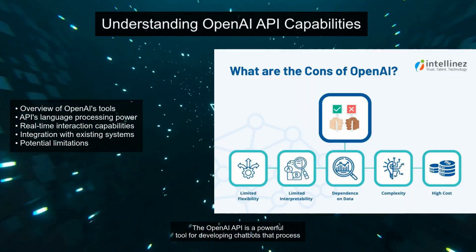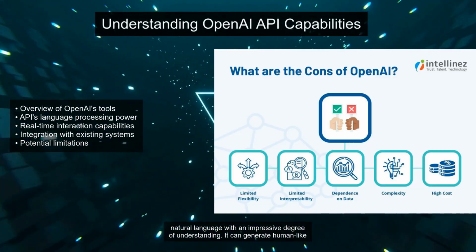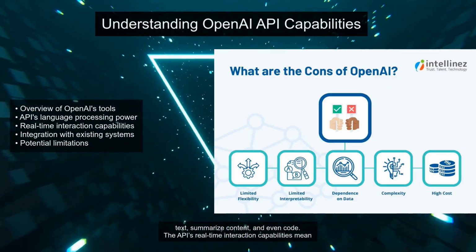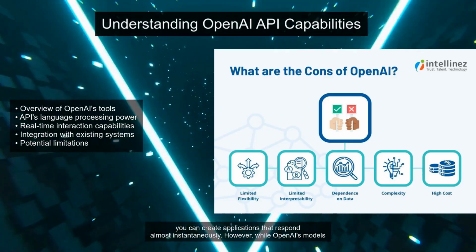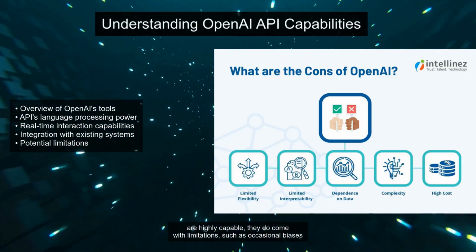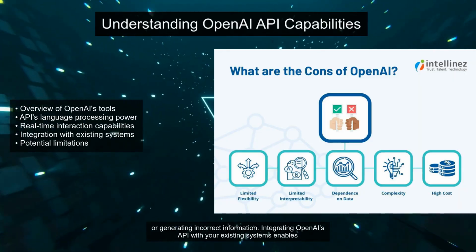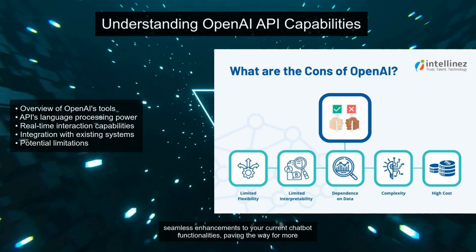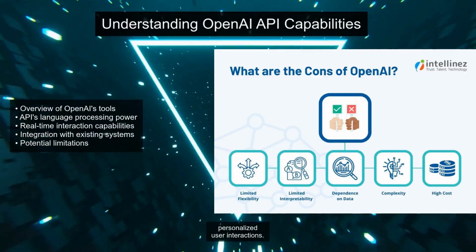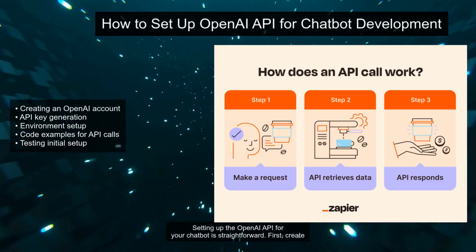The OpenAI API is a powerful tool for developing chatbots that process natural language with an impressive degree of understanding. It can generate human-like text, summarize content, and even code. The API's real-time interaction capabilities mean you can create applications that respond almost instantaneously. However, while OpenAI's models are highly capable, they do come with limitations, such as occasional biases or generating incorrect information. Integrating OpenAI's API with your existing systems enables seamless enhancements to your current chatbot functionalities, paving the way for more personalized user interactions.